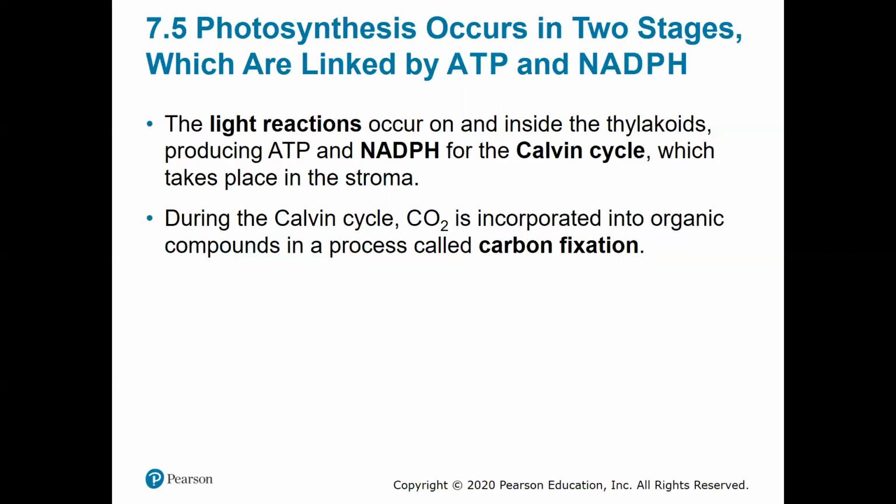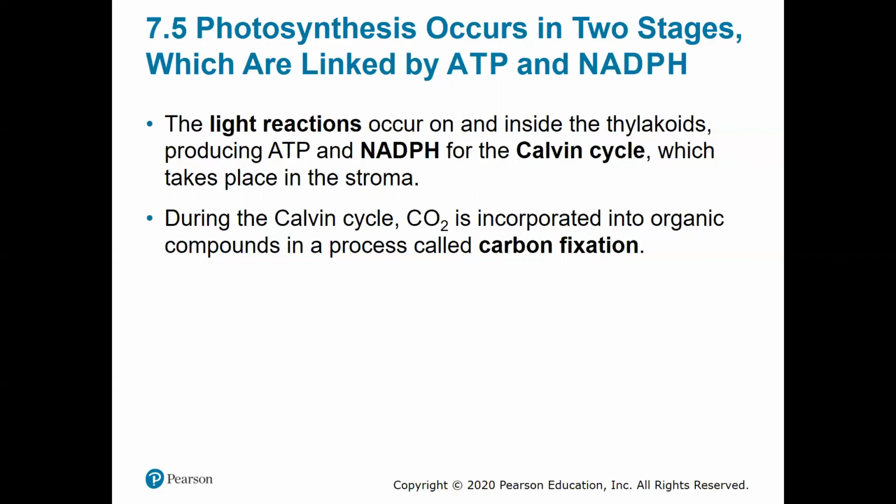So photosynthesis occurs in two stages, very similar to cellular respiration, in that you have the light reactions that occur in the thylakoids, in the membranes of the chloroplast, where it produces ATP and NADPH, which will be used for the Calvin cycle, and the Calvin cycle occurs in the stroma.